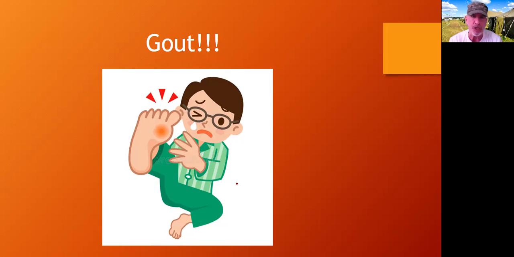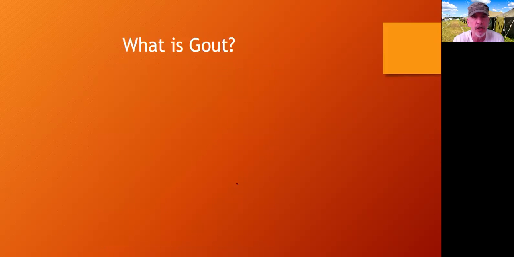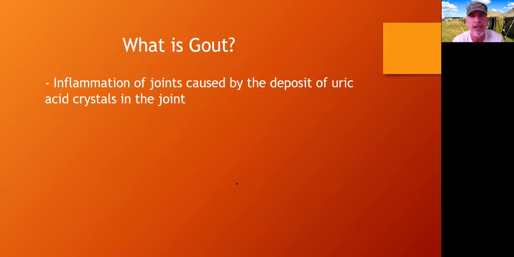Let's move on to gout. Gout is a very painful inflammation of the joint, and that inflammation is caused by the accumulation of uric acid crystals in the joint.